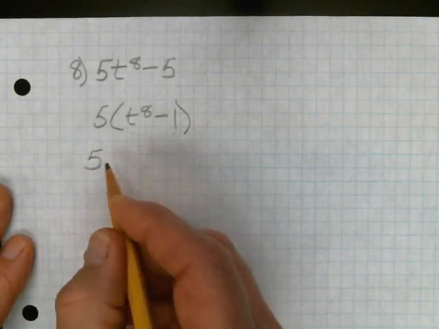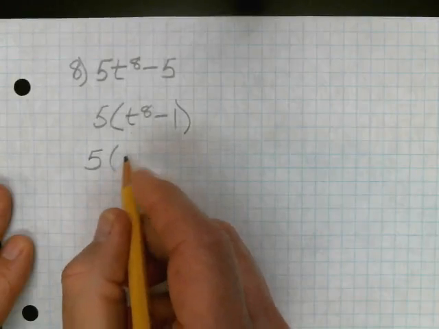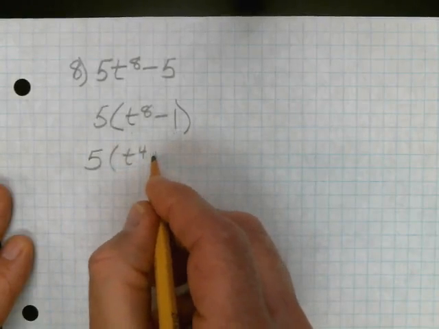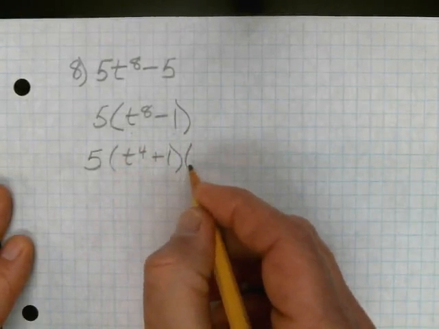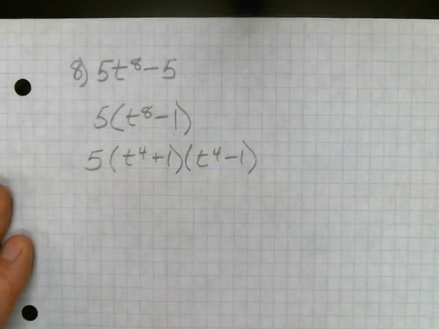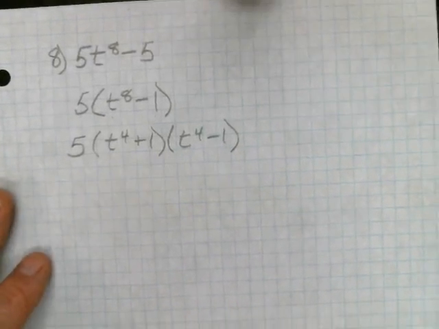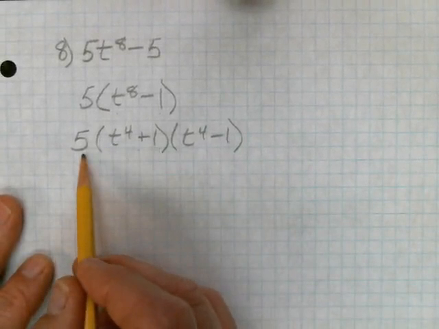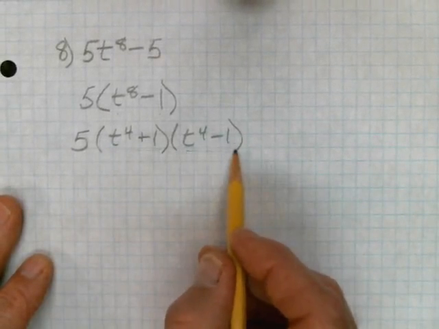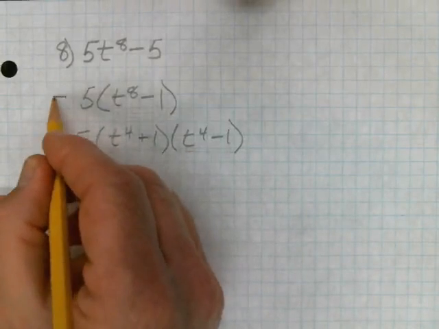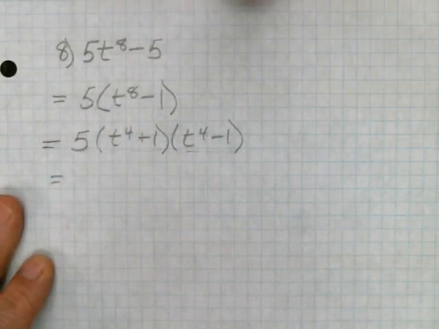So this is 5 times t to the 4th plus 1 times t to the 4th minus 1. Okay, good. I'm not done yet, though. Because, well, this can't be factored anymore, and 5 can't be factored anymore. This can, because this is a difference of squares. So let's get some equal signs in here.